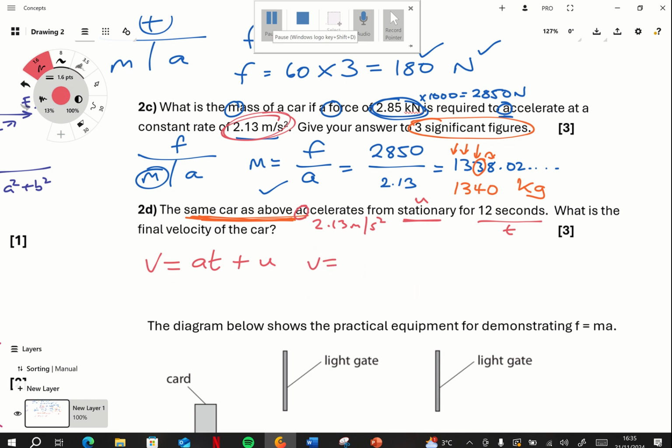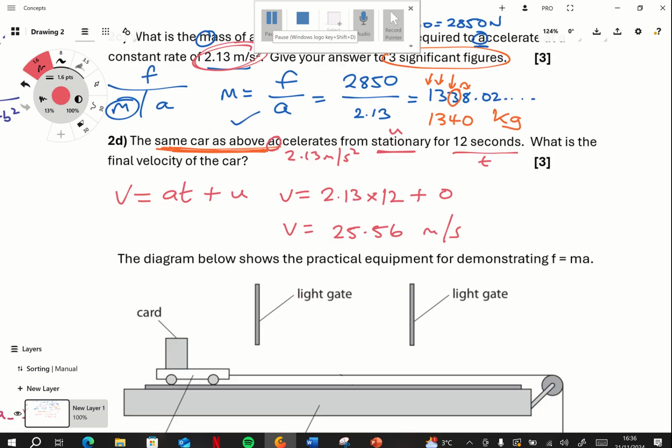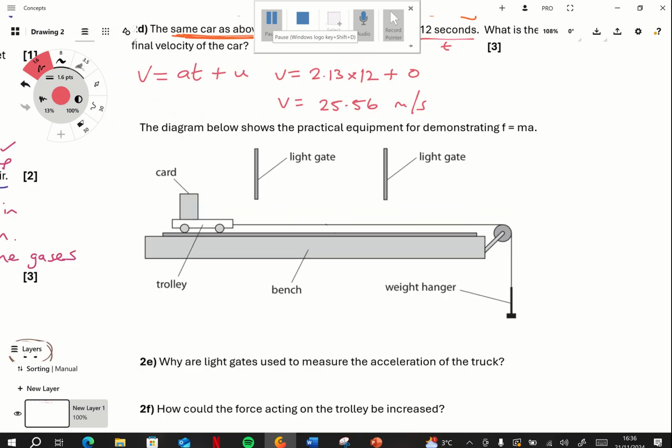V equals the acceleration, 2.13, multiplied by the time, 12, plus 0. So get my calculator, 2.13 times 12. The final velocity equals 25.56 meters per second. So tricky question. I think you'll do well with that. Right, next one. This is really important.